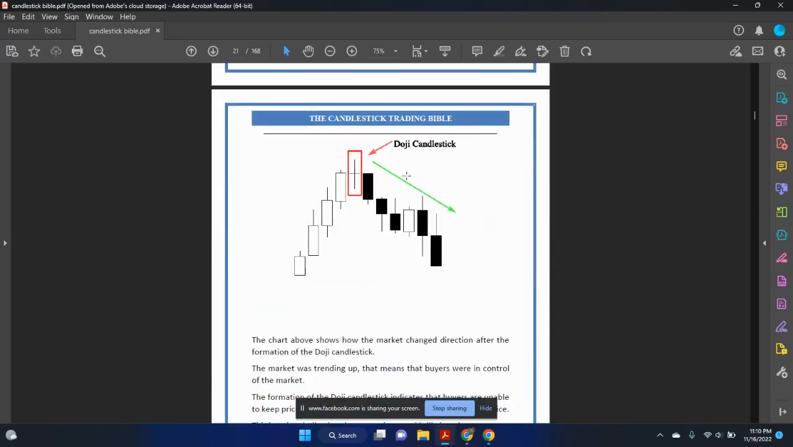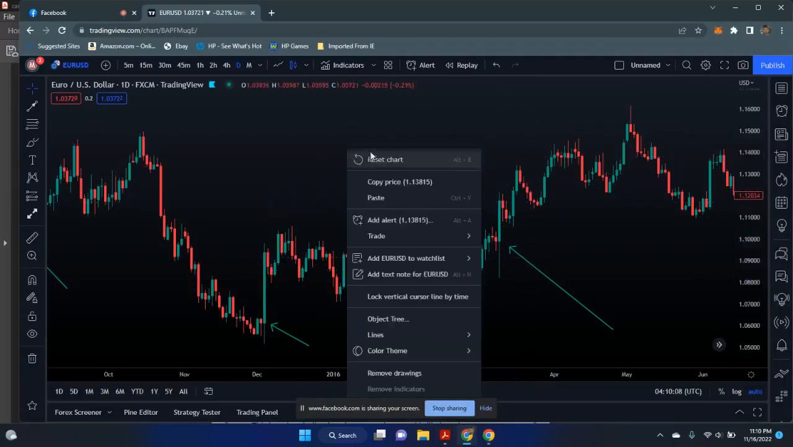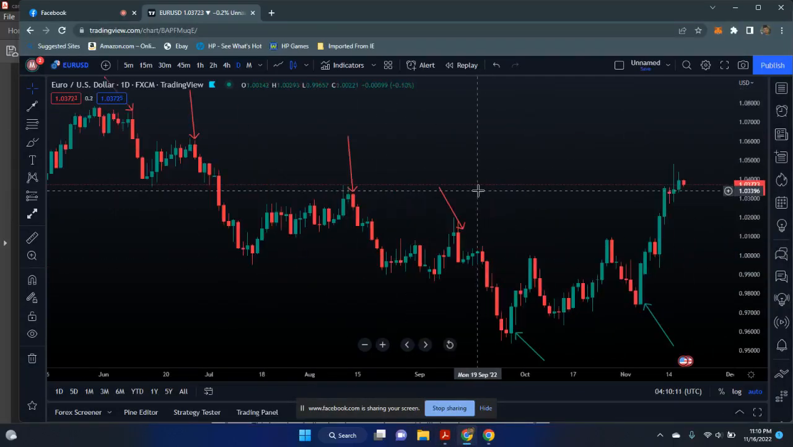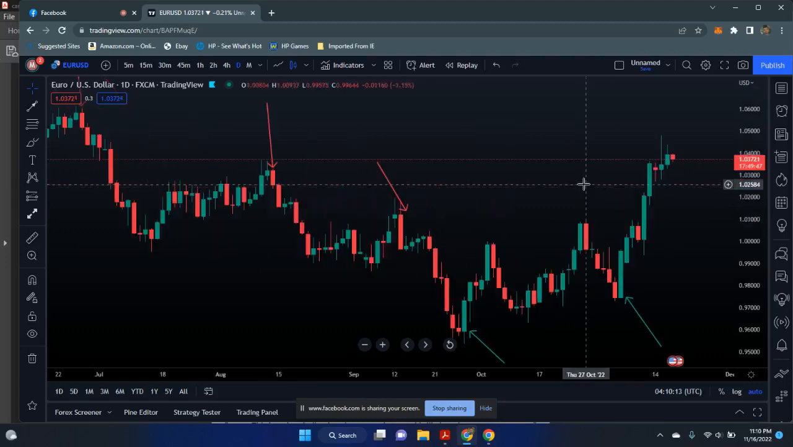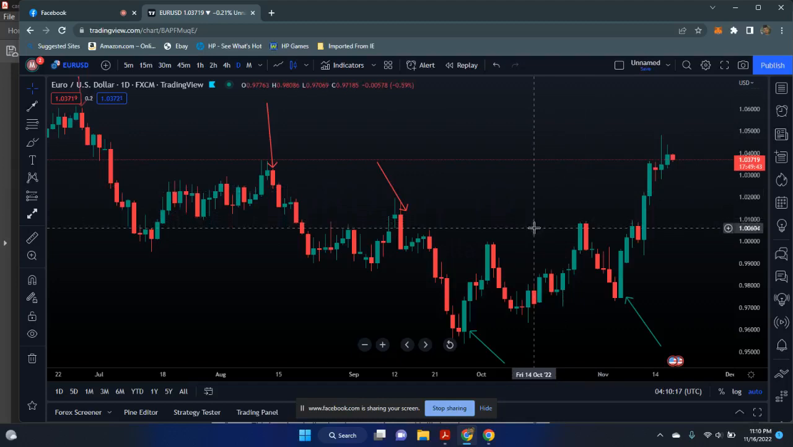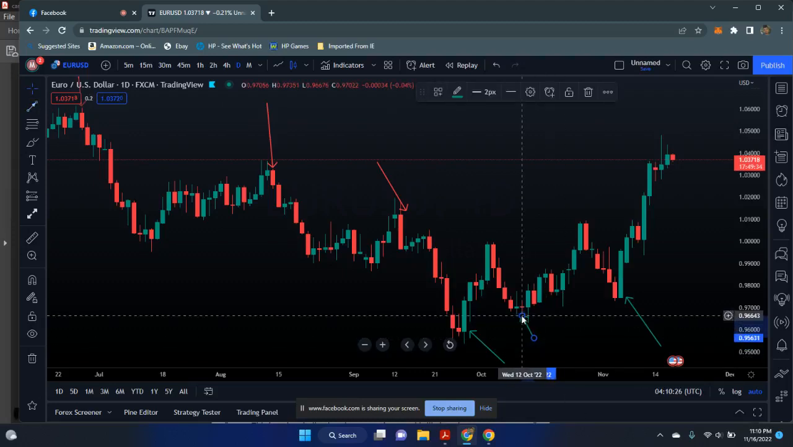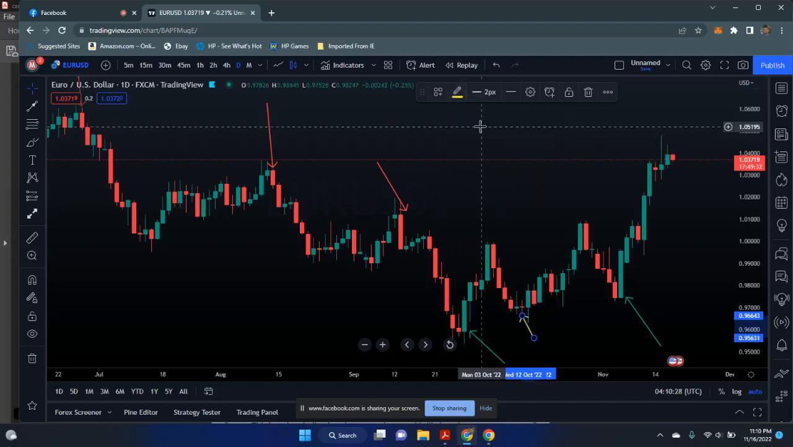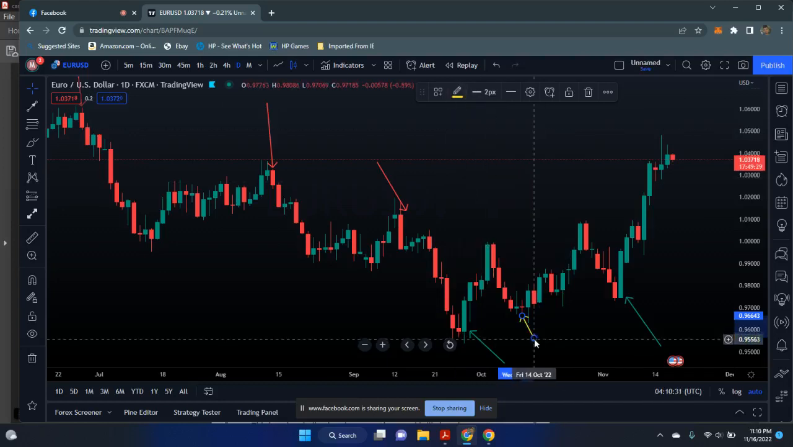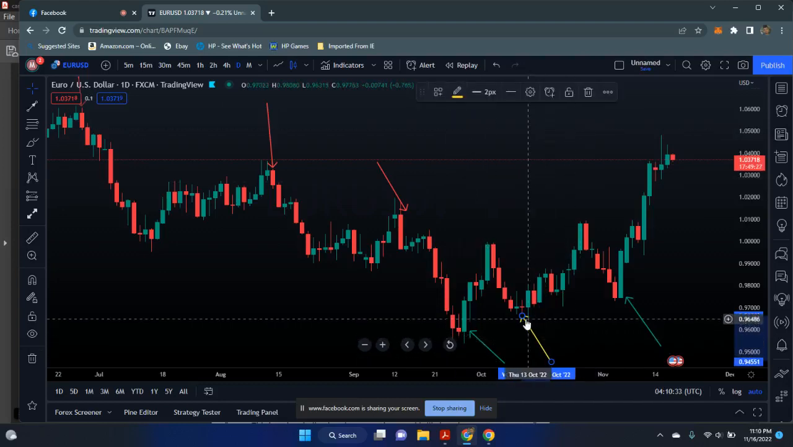Alright, so let's see if we can find some dojis in the market. And they said it's best at an uptrend or a downtrend, right? So let's find some dojis. Here's a gray doji here. And we're going to mark that yellow because he had that indecision. Here's the doji. It's this red candle here.